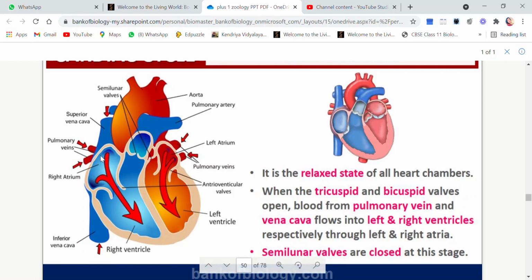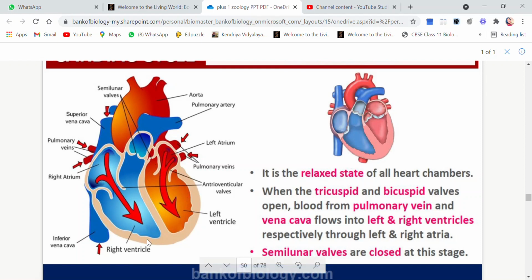Now we all know there are four chambers. This is the right auricle or atrium. This is the right ventricle. This is the left auricle, and this is the left ventricle. Now point number 2 says when the tricuspid and bicuspid valves are open. Now the valves, you see the passage is open. You can see the arrows from both sides. This is the bicuspid valve, this is the tricuspid valve, and they are open at this stage, and the chambers are all relaxed. None of the chambers is in contraction.